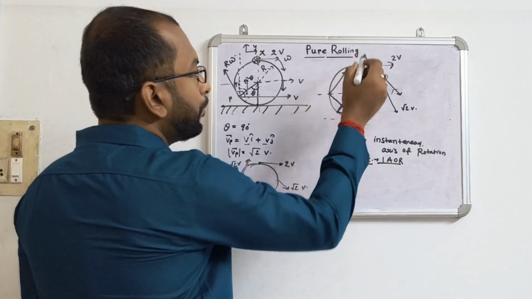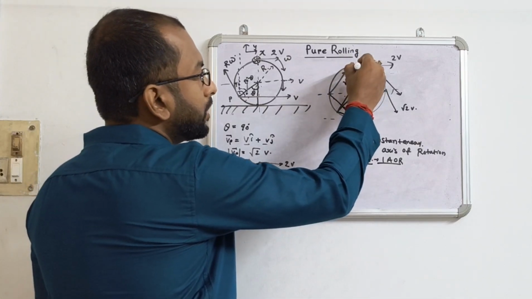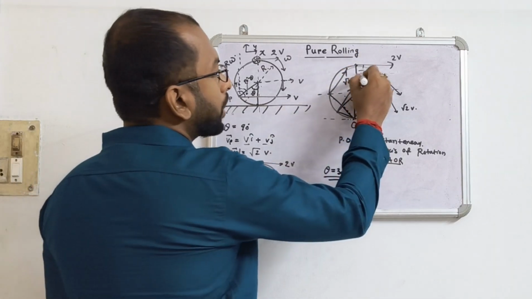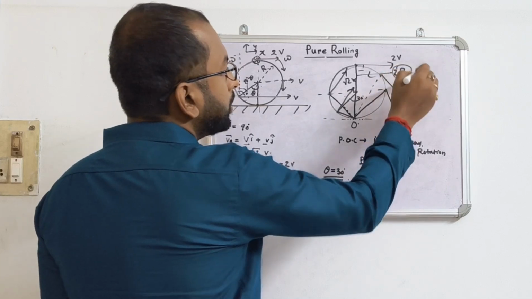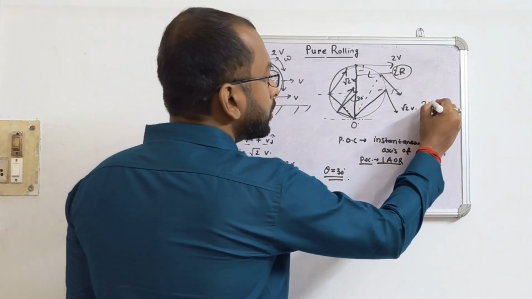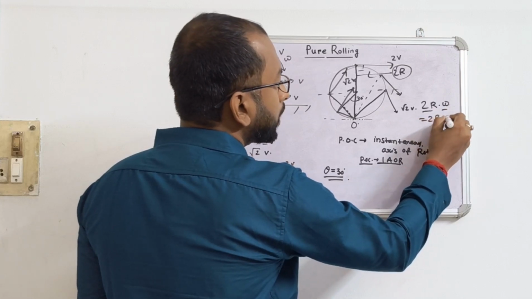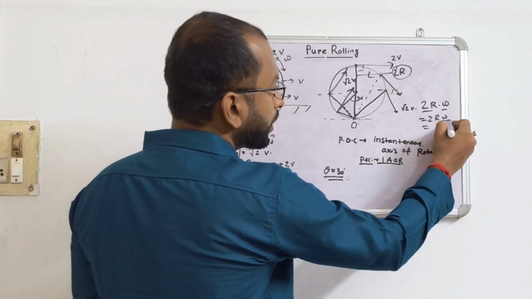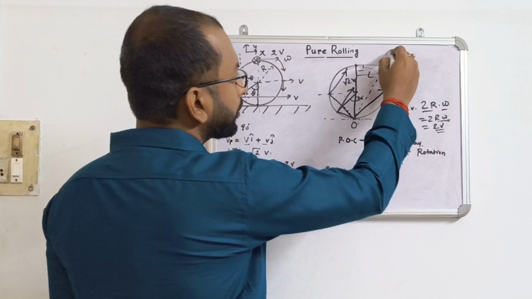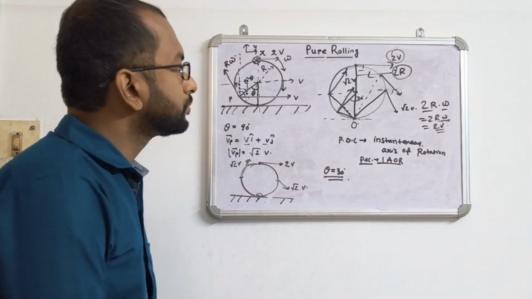So for this top point, what is the distance between this top point and the point of contact? It is 2r. So net velocity is 2r into omega. This 2 into r into omega. But it's pure rolling, so r omega is equal to v. So 2v is the velocity. That is what we have got.